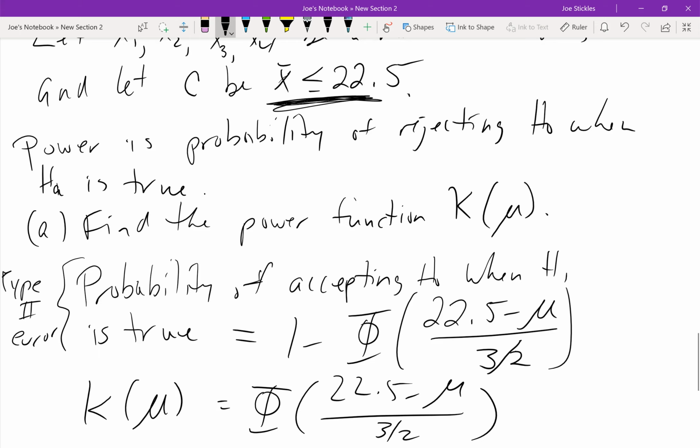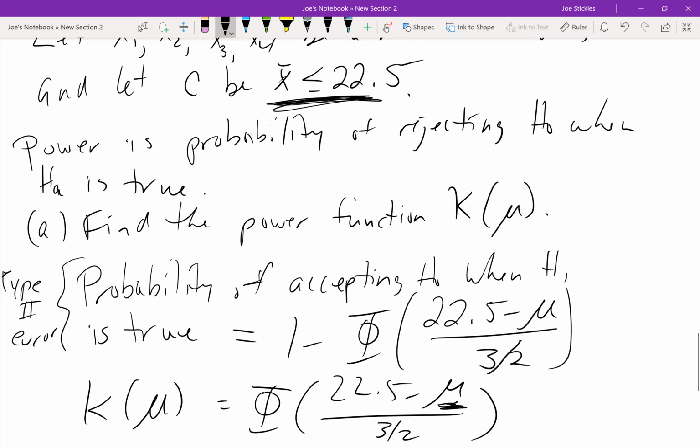We agree? The power function is going to change depending on the mean. So, of course, the lower the mean gets, the higher this probability is going to get. Right? Because this is cumulative probability up to a certain point. So the lower this mean gets, the higher this value gets, the better this power gets.